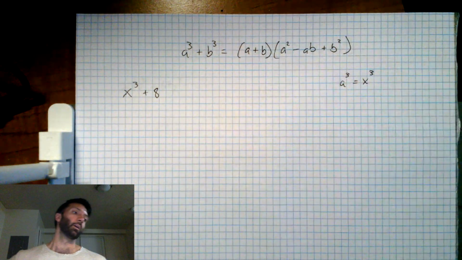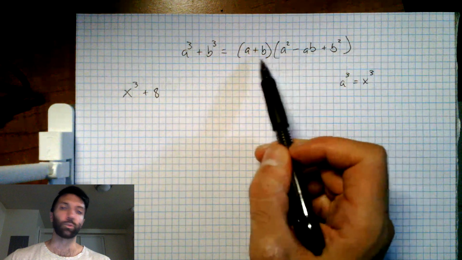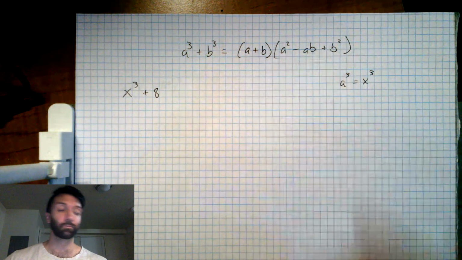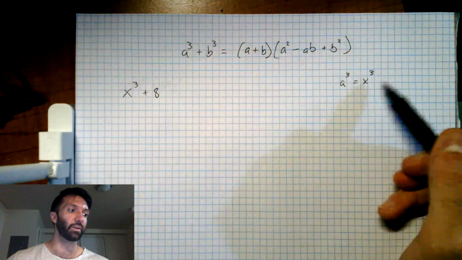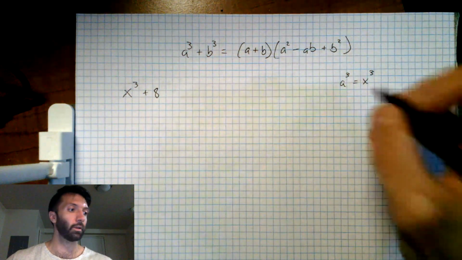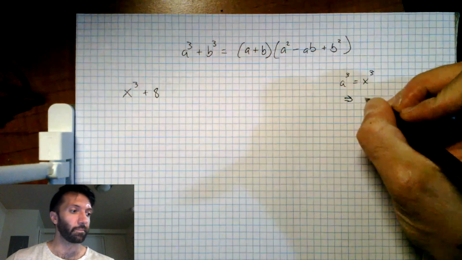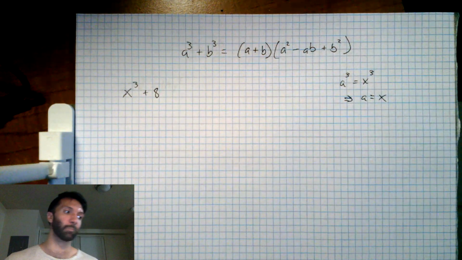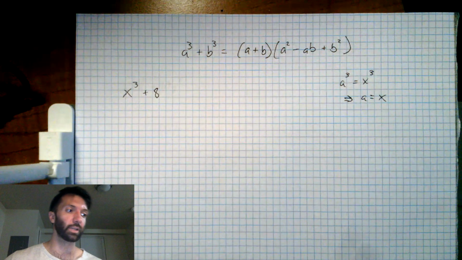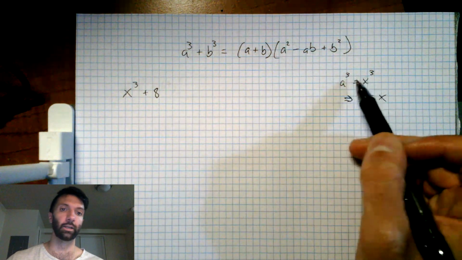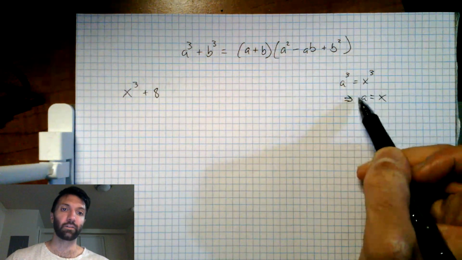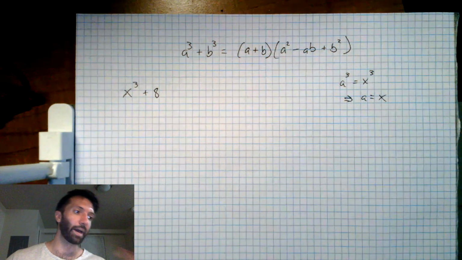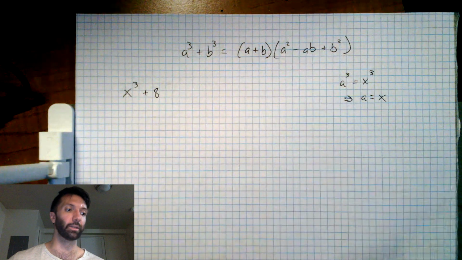Alright, and in order to factor this, we need to know what a and b are. We don't need to know what a to the third is, we need to know what a is. So if a to the third is x to the third, well then that would mean a has to be x in this case, okay? Because you can just take the cube root of both sides here to get a by itself, and the cube root of x to the third is just x. So we have a, and now we need to figure out what b is.